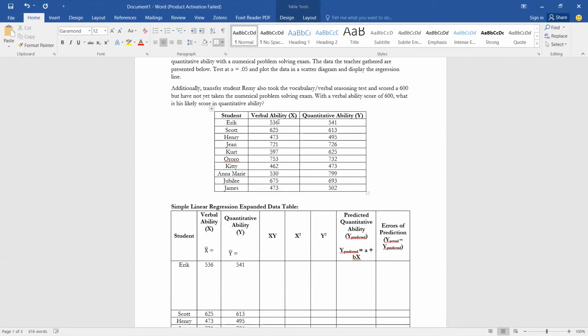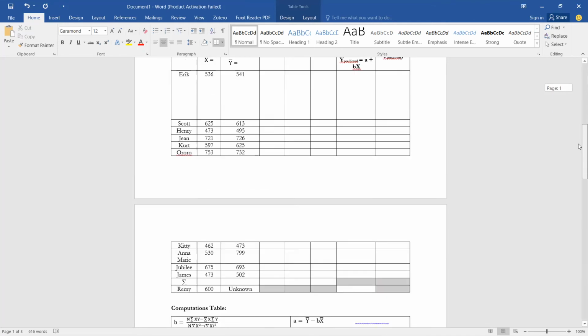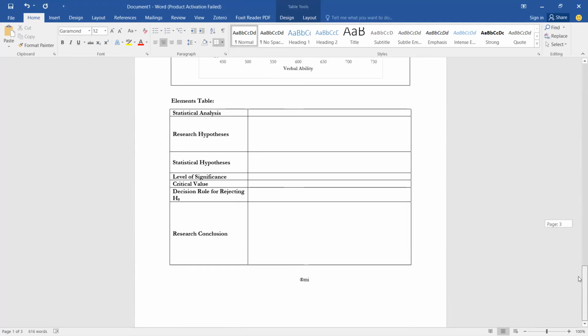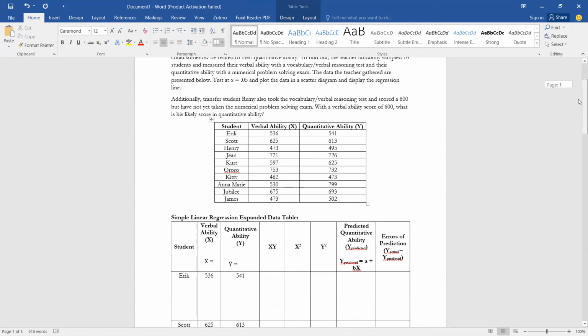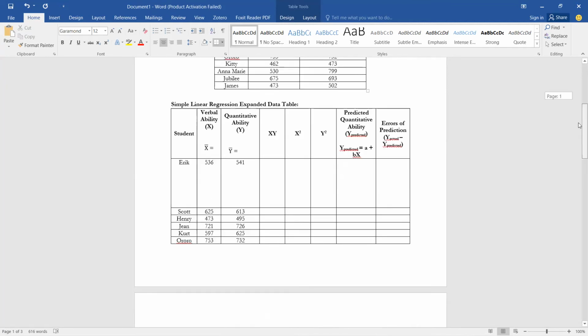So as I've suggested in previous lessons, you can use your calculator. You can also use your Excel to help you verify your answers if they are correct. But for the problem set, I will need to see these elements: the simple linear regression expanded table, the computations table, and a diagram, and the elements table. All right. So let's see. So we have scores on X and scores on Y.